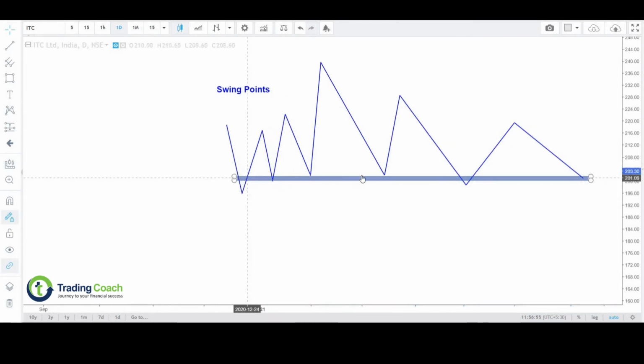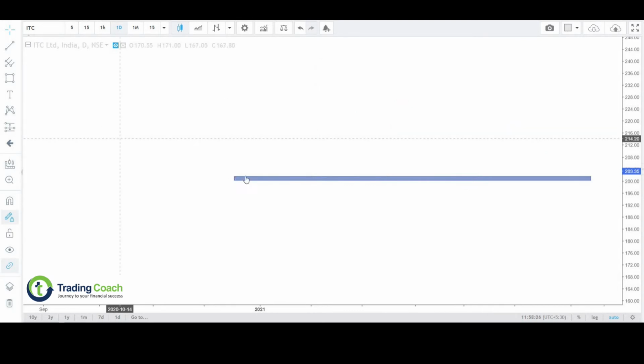Once I have connected the major bounce backs using a horizontal range just like this, all I have to do now is remove all these lines. Alright, so I just have to remove them. They are just used for identifying the price action. Once I have identified the price action and drawn the zone, I have to just remove them. Okay, so let me do that. I have removed all the major lines here.